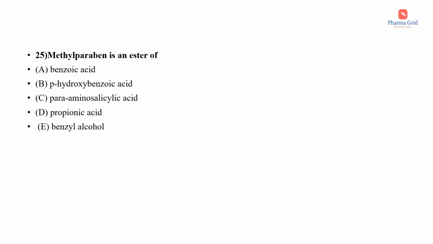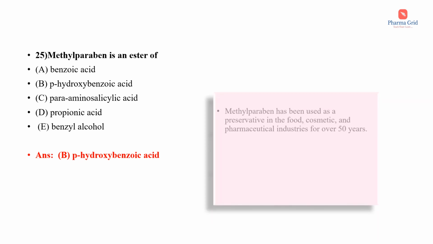Question number 25. Methyl paraben is an ester of. The options are benzoic acid, para-hydroxybenzoic acid, para-amino-salicylic acid, propionic acid, benzyl alcohol. So here the correct answer is option B, that is para-hydroxybenzoic acid. Methyl paraben is an ester of para-hydroxybenzoic acid.